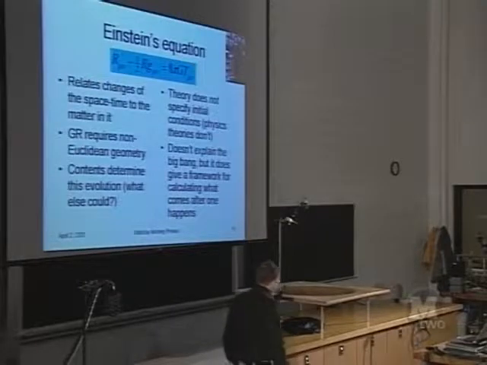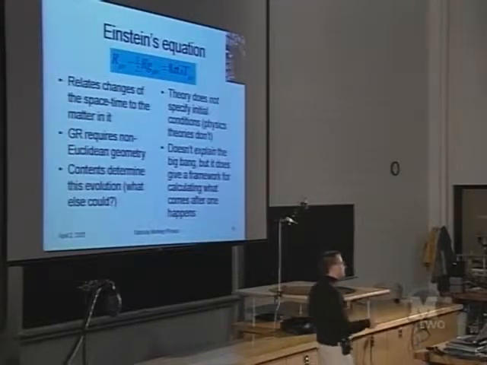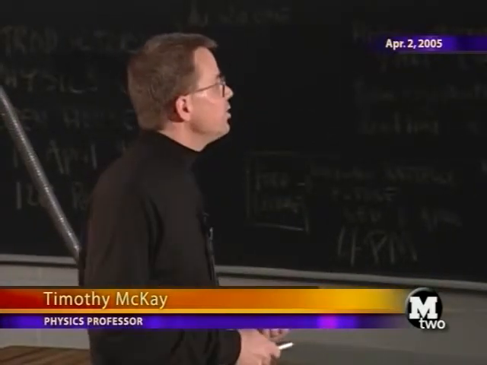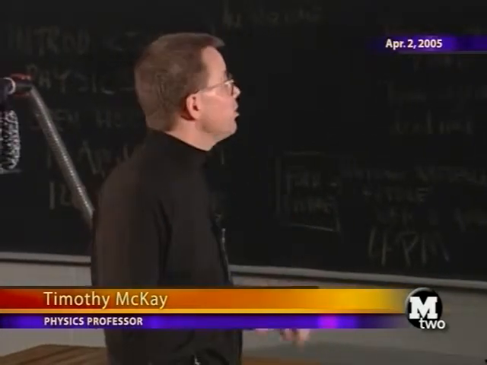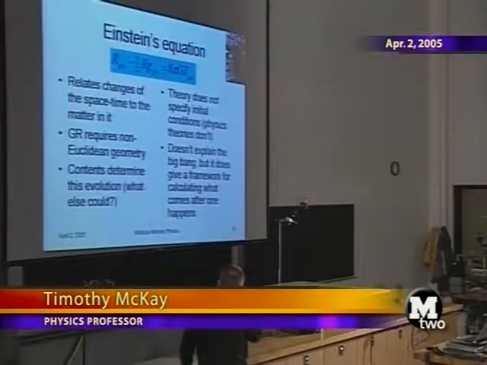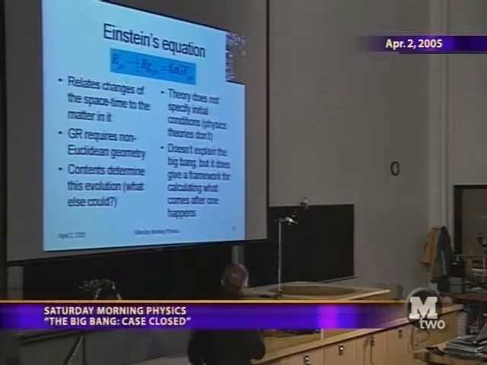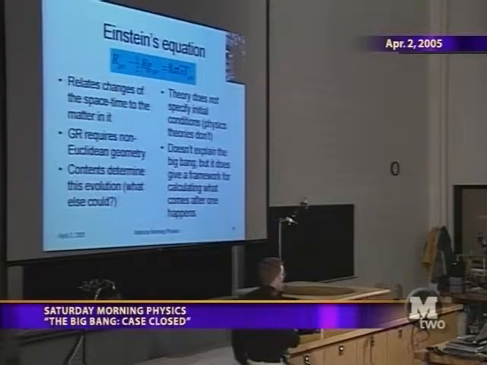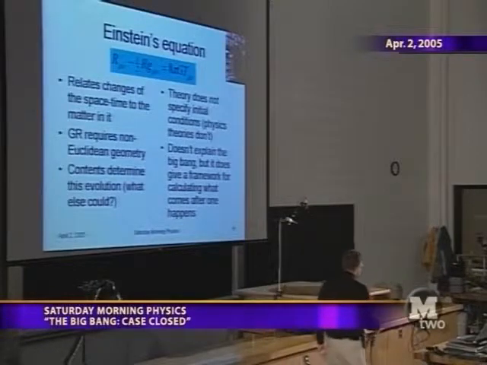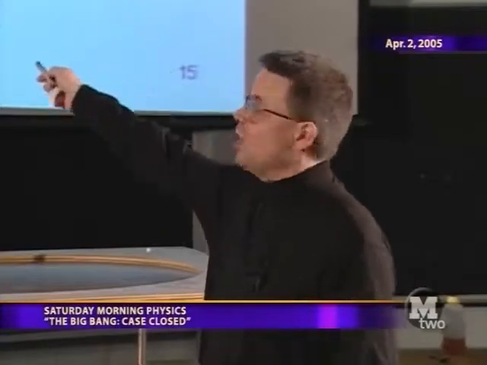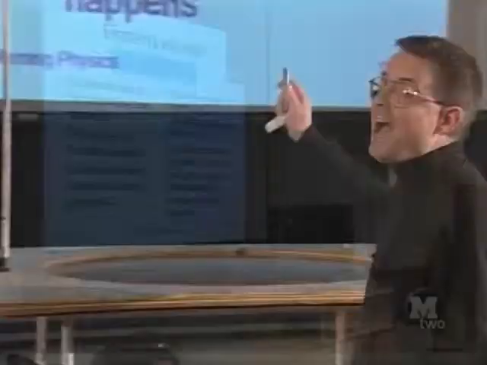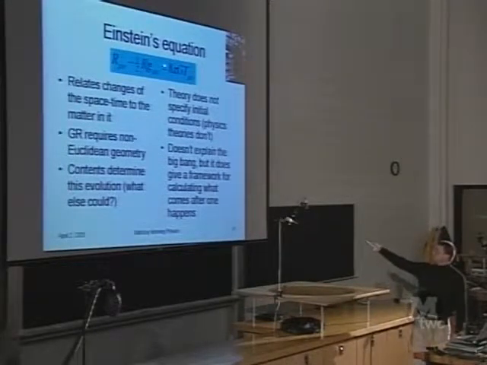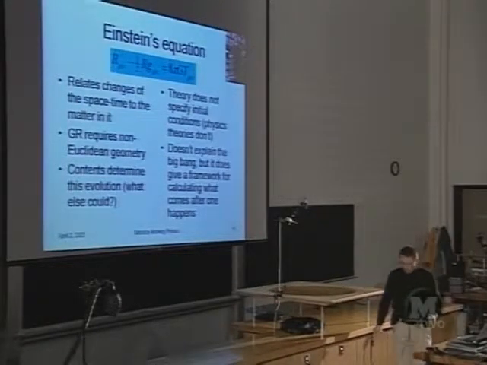In order to describe it fully, he had to be able to write this in the context of non-Euclidean geometry, and that was one of the things he kind of wrestled with until he found mathematicians who already knew how to do it. But the important essence of what it says is that the contents of the universe, how much matter and energy there is in the universe, determines what happens in the universe. So if the space-time is going to change, if it's going to expand or contract, accelerate or slow down, that's going to happen because of the contents of the universe, because of what's in it.